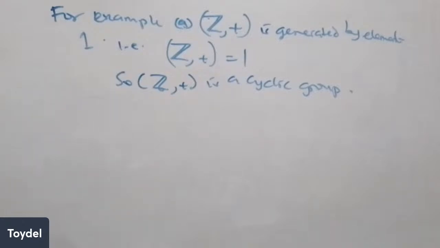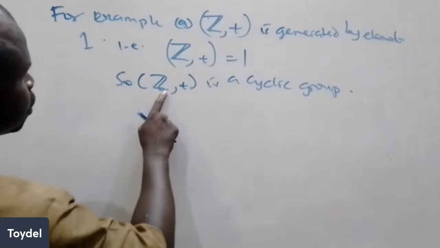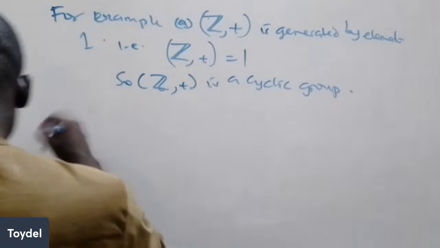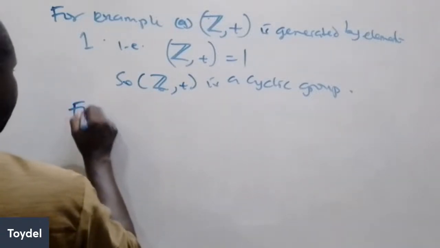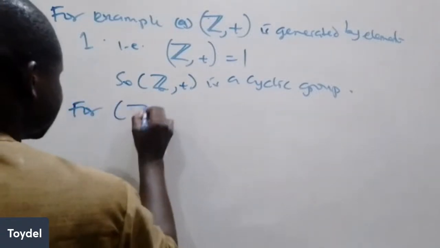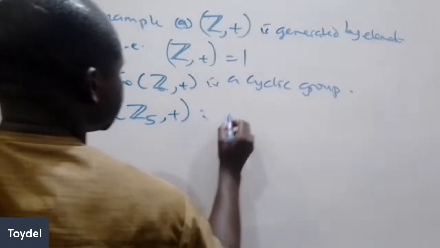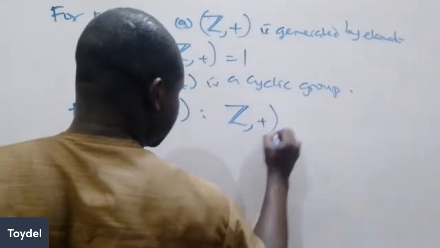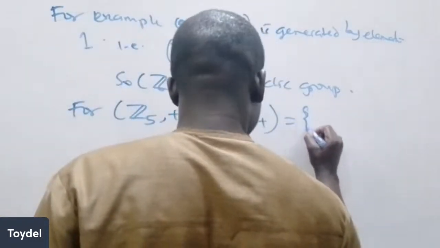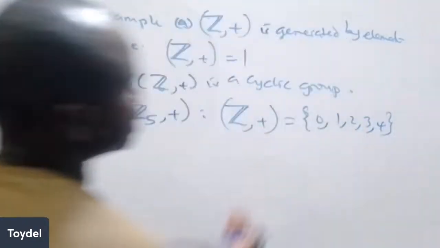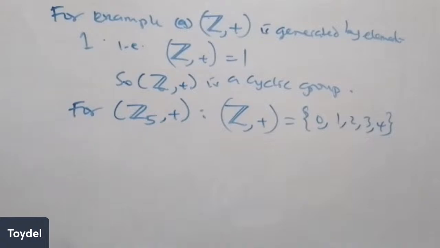And of course, when we say integers under addition, it could be Z2, Z3, depending on the number of elements that we are going to have. Let's take a specific example now. Let's say Z5 under addition. When we say Z5 under addition, the elements start from 0: 0, 1, 2, 3, 4. These are the elements that we are going to have.